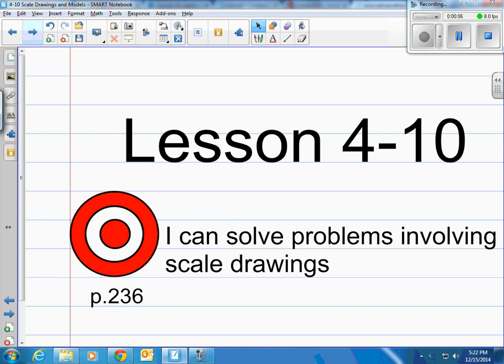Today's lesson is 4-10 in our books and on page 236. And our target is I can solve problems involving scale drawings.